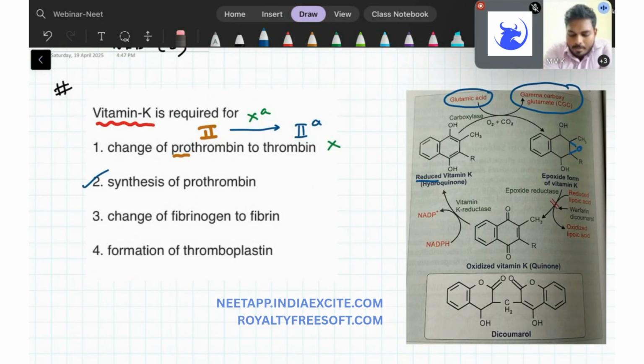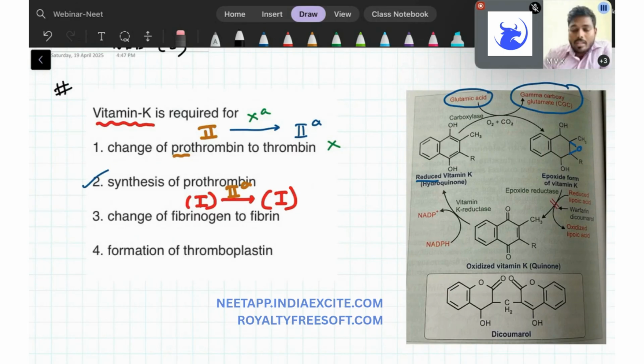As this is a tutorial kind of session, I want to throw some light on the other two options as well. So you can see change of fibrinogen to fibrin. Who does this job? It is the activated thrombin that does it, correct? So you see here, fibrinogen is the inactivated clotting factor 1, converting into activated form. Who does this role? This is our activated thrombin. So vitamin K has no role in this, but has an indirect role.